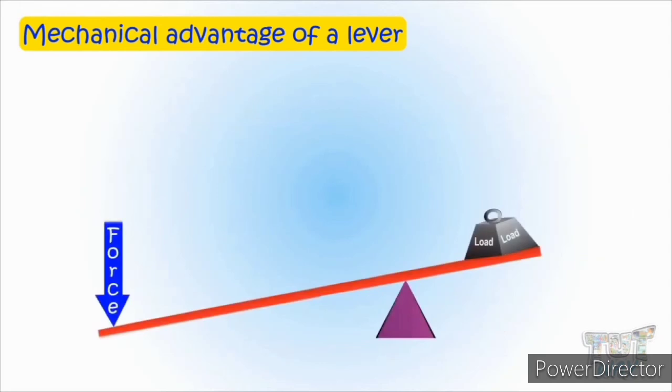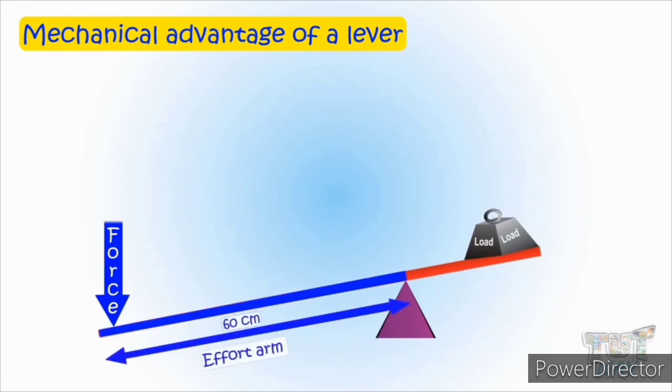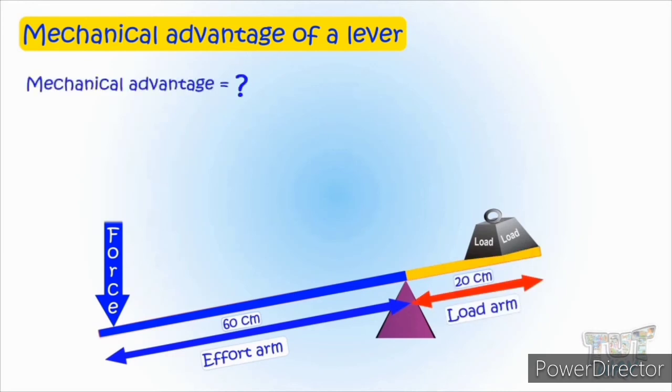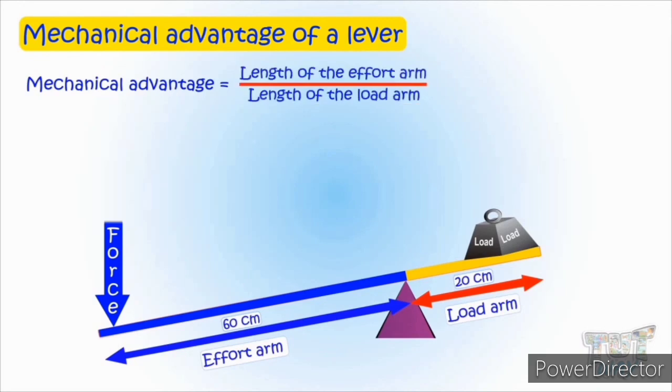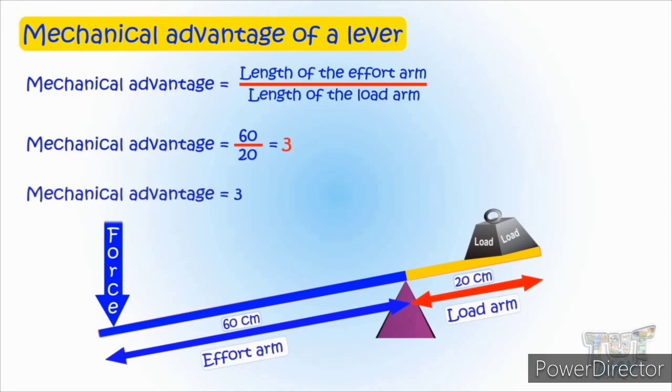Here is another example. The length of the effort side is 60 centimeters here, and the length of the load side is 20 centimeters. Now, how can we find the mechanical advantage here? And the mechanical advantage is length of effort arm divided by the length of load arm. So it will be 60 divided by 20. That is 3. So the mechanical advantage in this case is 3.